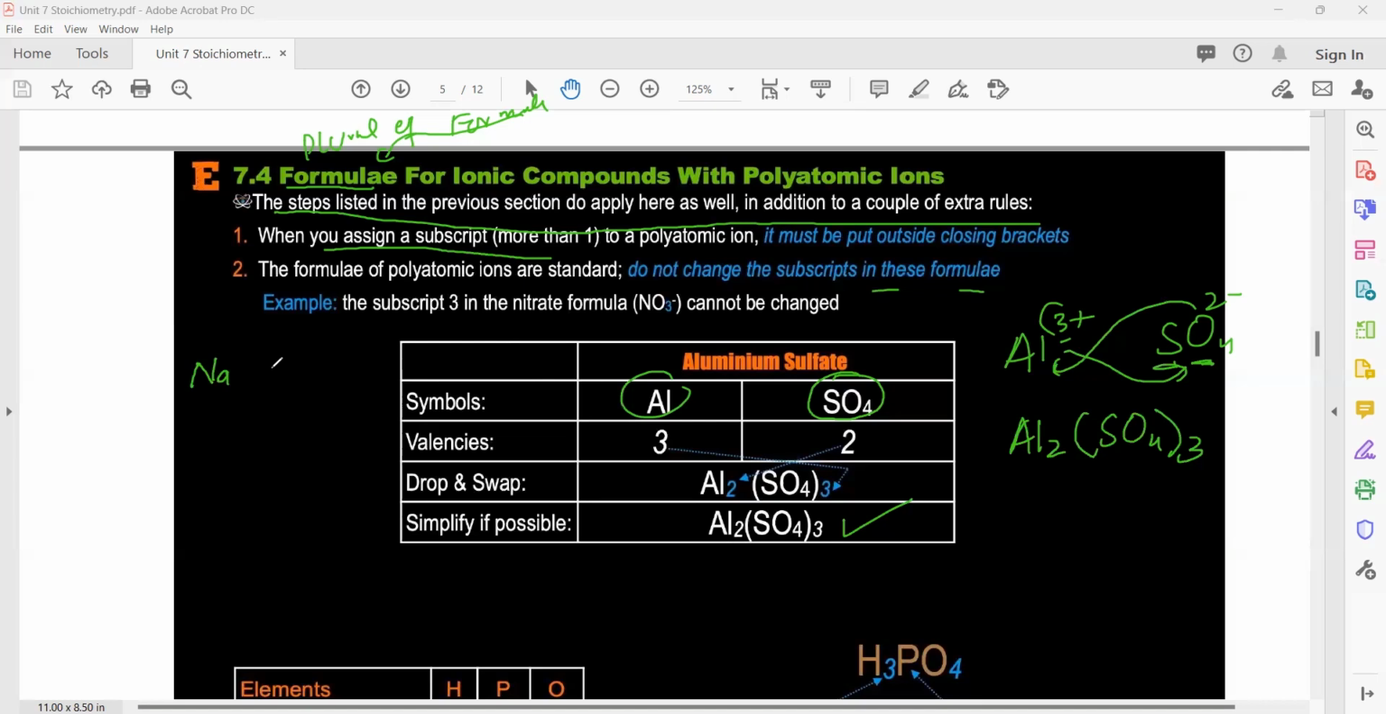Now another one, I will write here sodium sulfate. Sodium is +1, sulfate is 2 minus. So now the valency will come here, and its valency will go here. So it will become Na2SO4. This is the formula for sodium sulfate.